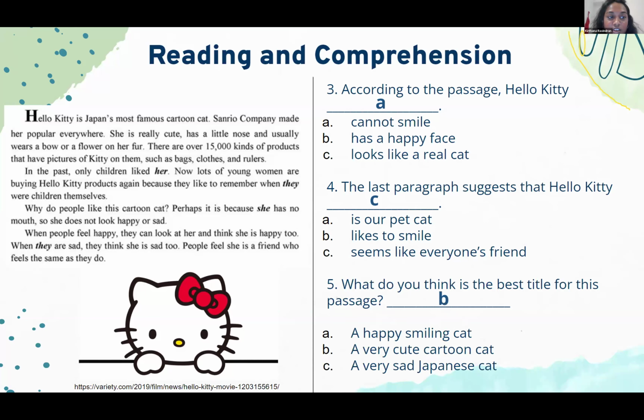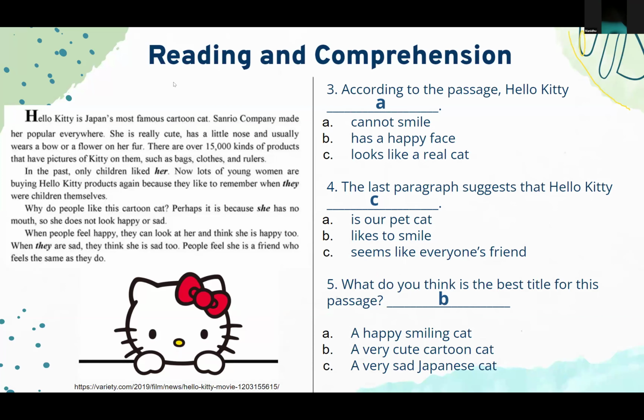Anyone else want to try reading? Can I read? Yes, you can. Hello Kitty is Japan's most famous cartoon cat. Sanrio Company made her popular everywhere. She is really cute, has a little nose and usually wears a bow or a flower on her fur. There are over 50,000 kinds of products that have pictures of Kitty on them, such as bags, clothes, and rulers. In the past, only children liked her. Now, lots of young women are buying Hello Kitty products again because they like to remember when they were children themselves. Why do people like this cartoon cat?